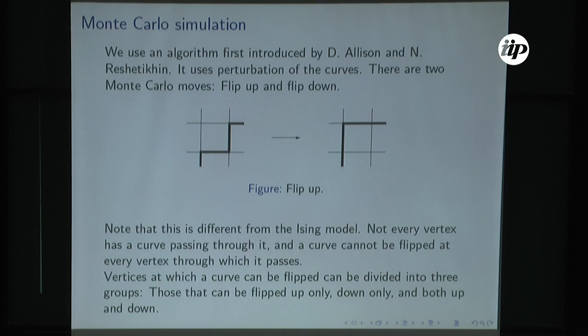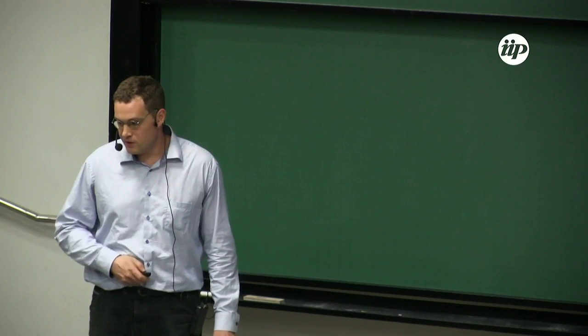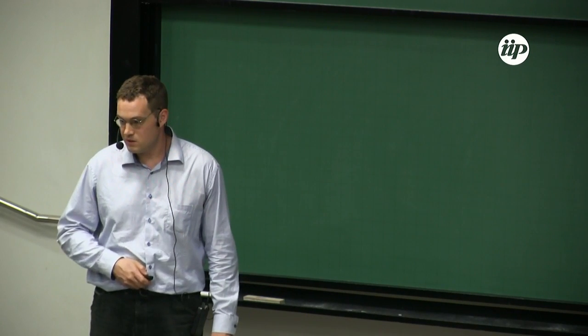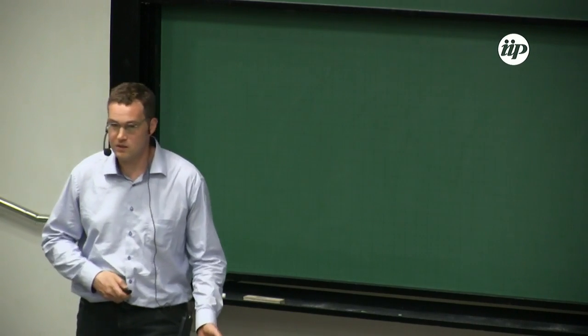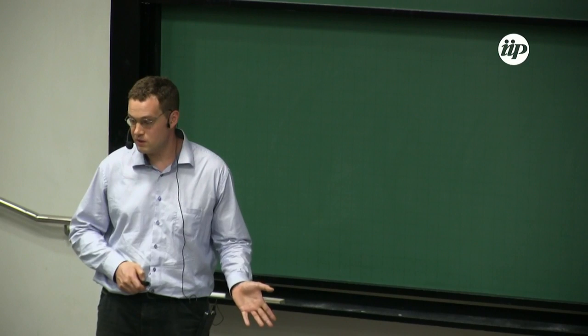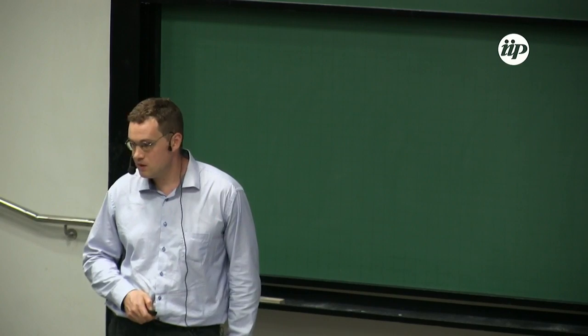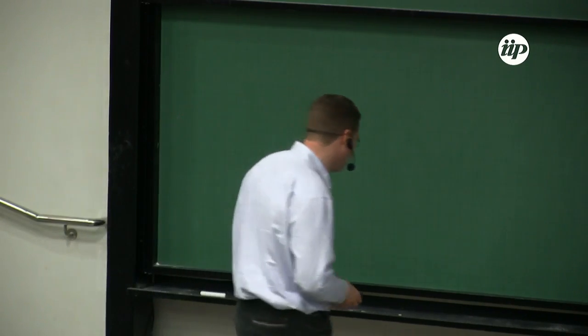In the classical Ising model, we can perform a spin flip at any site. But here, not every vertex can be flipped. You have to search first for vertices that can be flipped. You have to respect the Ising rule at all times. This is why. I can show you an example.